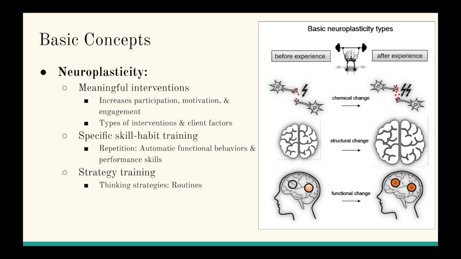Strategy training was another intervention that included thinking strategies, which produced new or adaptive routines for the client to learn and remember. Strategy training focuses on cognition and the processing skills the clients with TBI need to relearn step by step with daily routines to increase participation, independence, and overall quality of life. This strategy training intervention is another example of activity-dependent plasticity. Both skill-specific and strategy training interventions support occupational performance of clients with TBI.